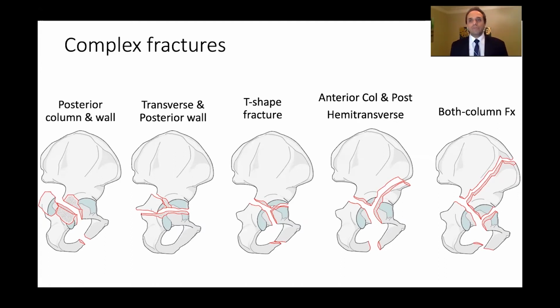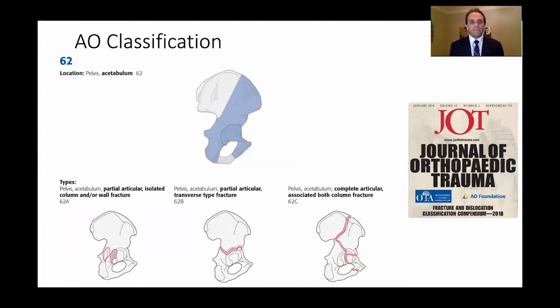Sometimes we get confused between the both column fractures and the 2 other types, this one and the T. But look at the articular surface. If the articular surface is not attached to the axial skeleton, then this is a both column fracture. If even a small part of the articular surface is still attached to the axial skeleton, then this is not a both column fracture, or not an associated column fracture. It is a T or an anterior column with posterior hemitransverse.